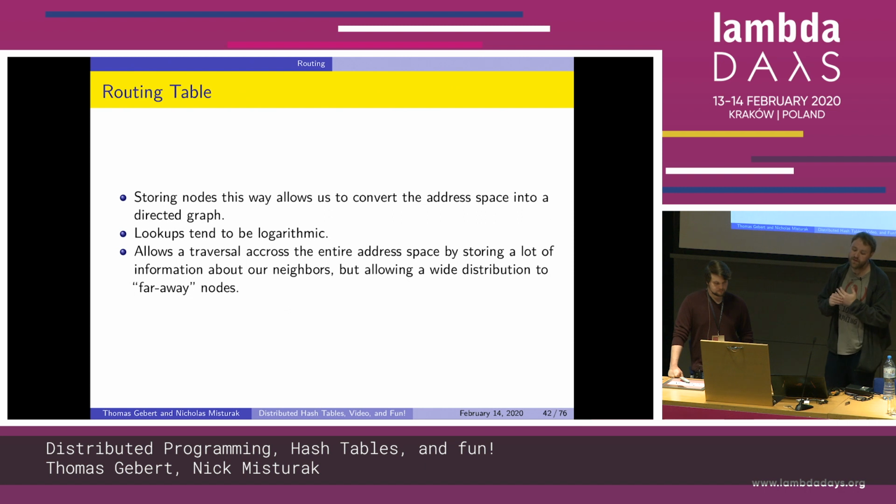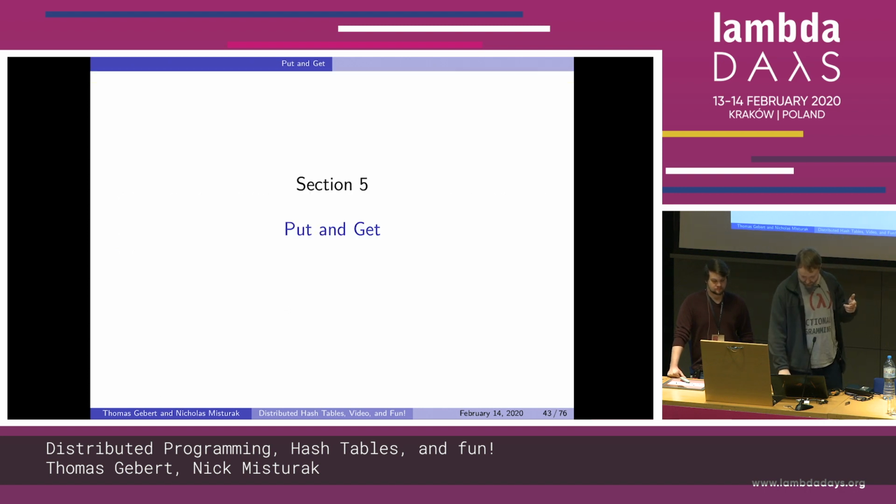Yeah, so it's the beautiful part of this, and why Petar, who created the algorithm, got his PhD for it. Storing the nodes this way allows us to convert this address space into a simple and elegant directed graph. You typically don't end up with cycles or anything like that. And lookups are logarithmic, so it becomes fairly cheap, in a relatively small number of hops, to get to any given node that you have the ID of.